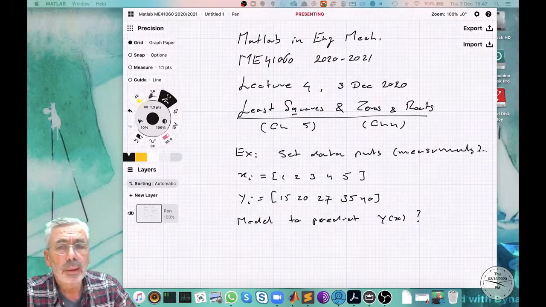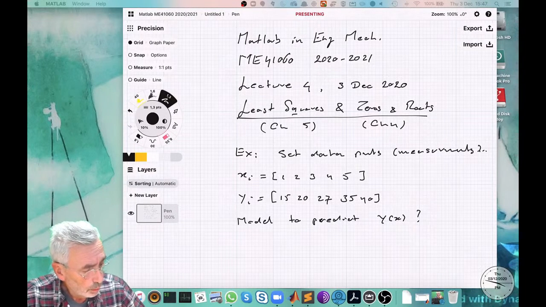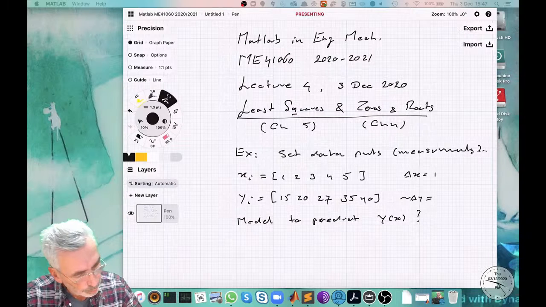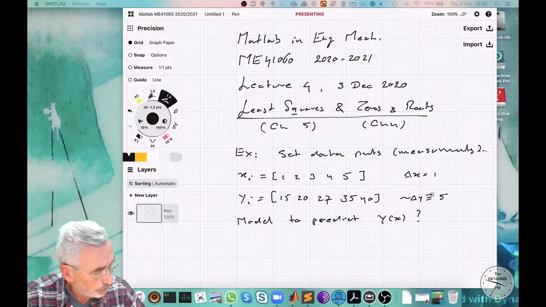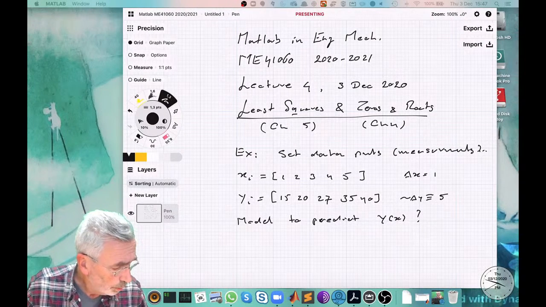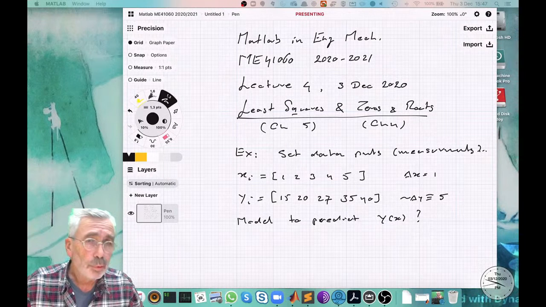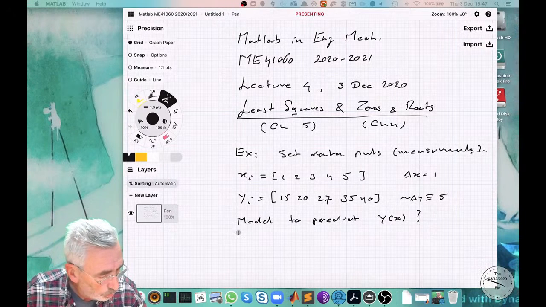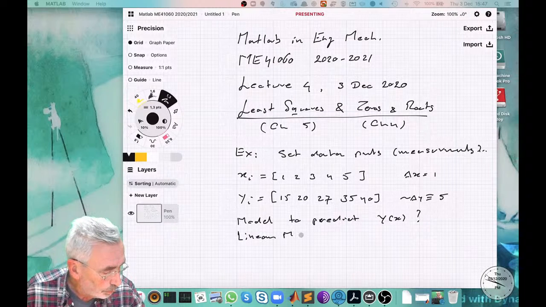If we look at the data, you will see that the increment in x is 1, right? And then the steps in y are approximately, well, this is 5, this is 7, this is a bit less, this is again 5, so around 5, approximately. So you have the feeling that there is some sort of linear behavior between those. So let's say we do a linear model.